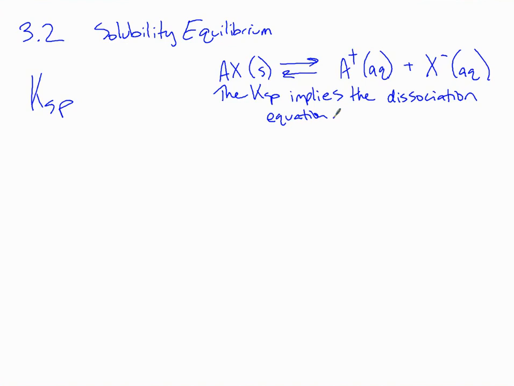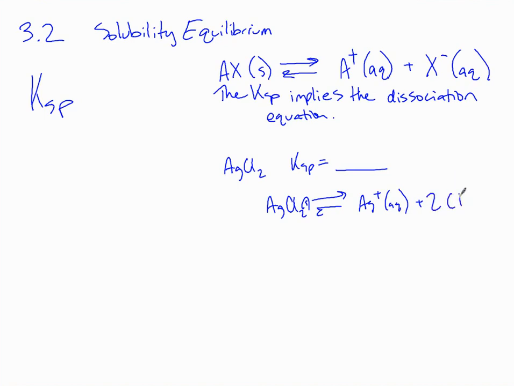Sometimes you'll get data like this. Silver chloride has a KSP equal to something. And so this KSP is implying that AgCl2, which is a solid, becomes Ag plus and 2 Cl minuses. That's what it's referring to. Most of the time you won't get this equation. It'll just say this is the salt, this is the KSP. Make sense?